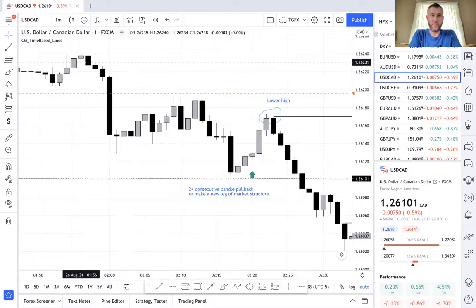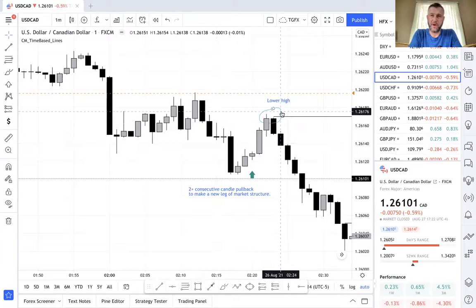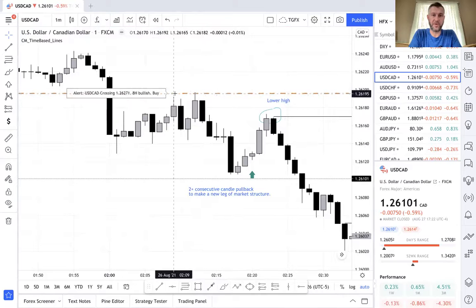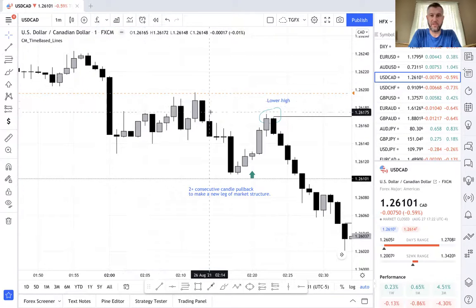So you either want to take a trade off of this trend or you want to find a very good reversal zone. Like I said, I've got some stuff already marked up. So you'll see here, it made a multiple candle pullback, a lower high, a 2+ consecutive candle pullback to make a new leg of market structure. So a lower high, this was the last one here, here, and then up here. So it's working its way down.